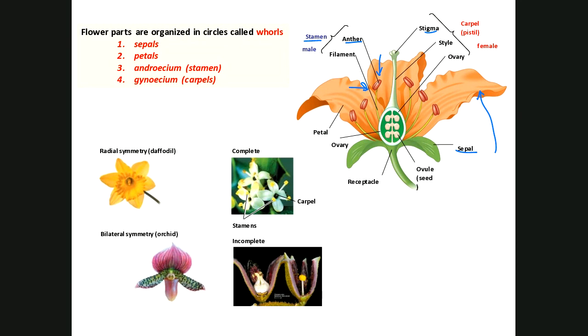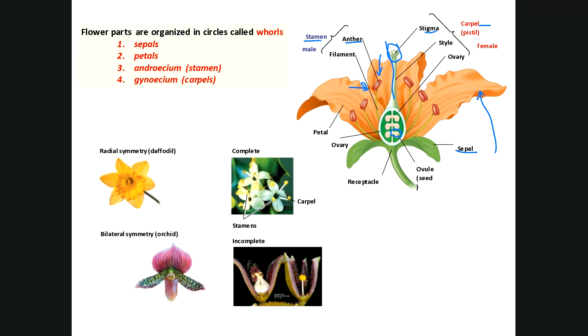These are the female parts, and it's made of the stigma, which is at the top. That's a sticky part. It's sticky because the pollen sticks to it. The style, this is like we're talking about the pollen tube in the gymnosperm. Same thing here. The pollen tube is going to travel down the style until it finds an ovule, a seed.